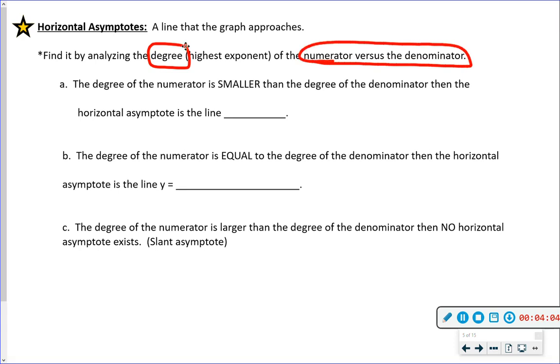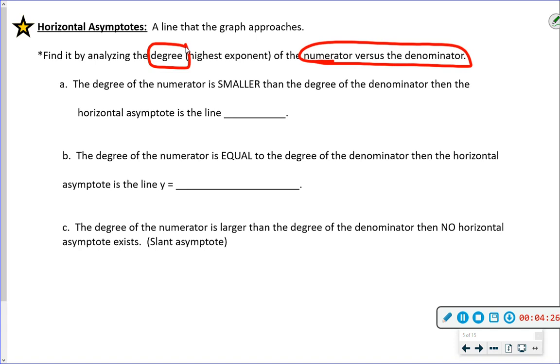So we have 3 different situations that could happen. Top could be smaller, they could be equal, or the bottom could be bigger, okay? So we have all these different choices. Top could be smaller, they could be equal, top could be bigger, all these different choices that we need to account for. Now the easiest one, the degree of the numerator is smaller than the denominator.